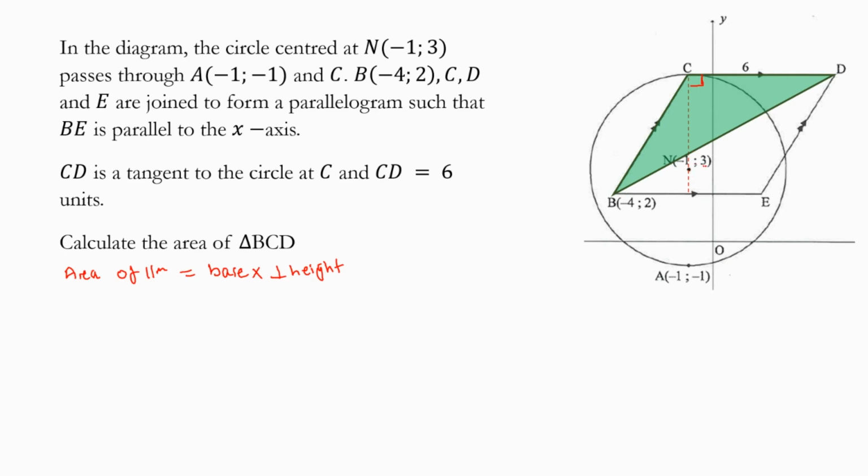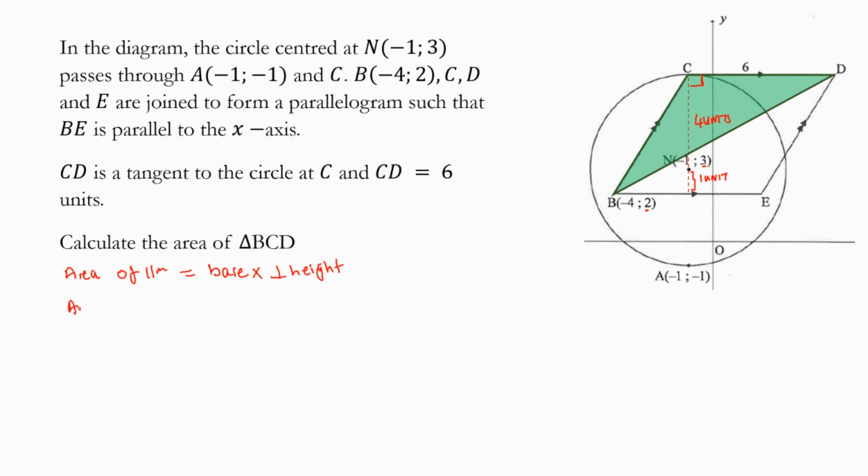This is 3, this is 2 here, so it means this is 1 unit. And then remember from the previous question, you know that CN is 4 units. So it means the perpendicular height is 5 units. You see that? So what would be the area of triangle BCD?